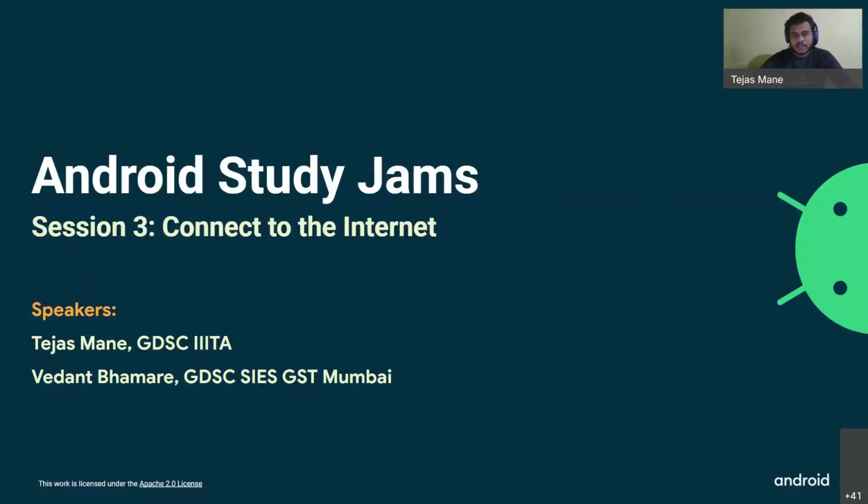This is the second pathway from the fourth unit, which is get data from the internet, I think. And the coroutines part will be explained after the first session. This will be taken by Vedant Tamre.